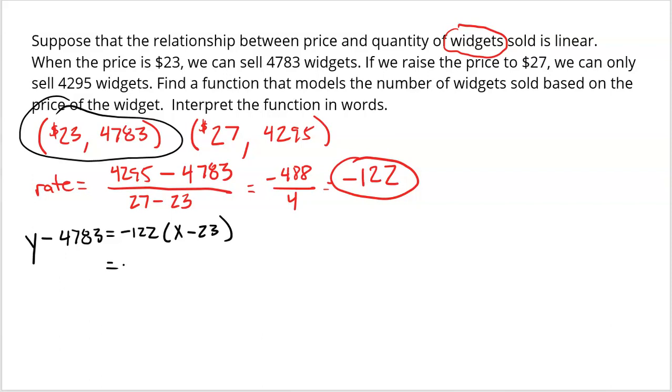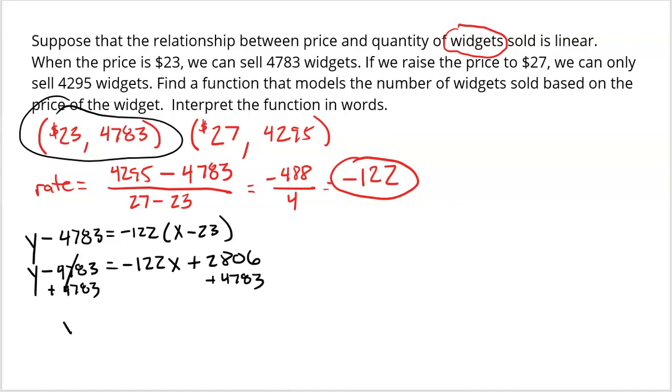All right, now let me do a little bit of distribution. Negative 122 times x is negative 122x plus 2,806. Grab a calculator if you don't believe me. I'm really good at math in my head. Of course, I have this pre-done. I'm looking on my paper here. All right, now I'm going to add the 4,783 over to both sides.